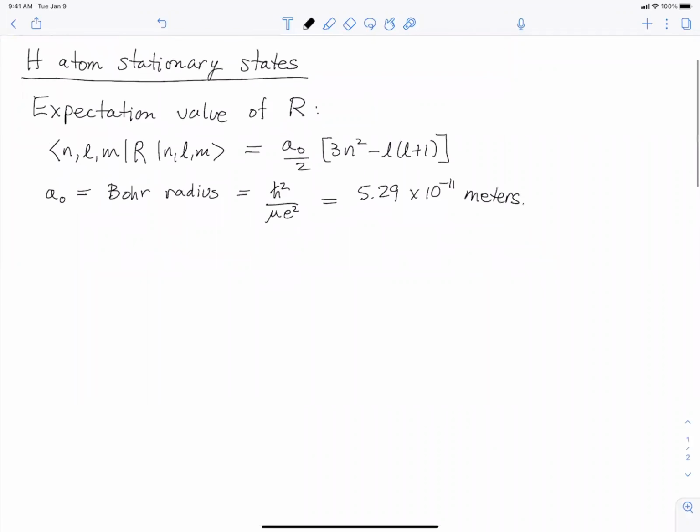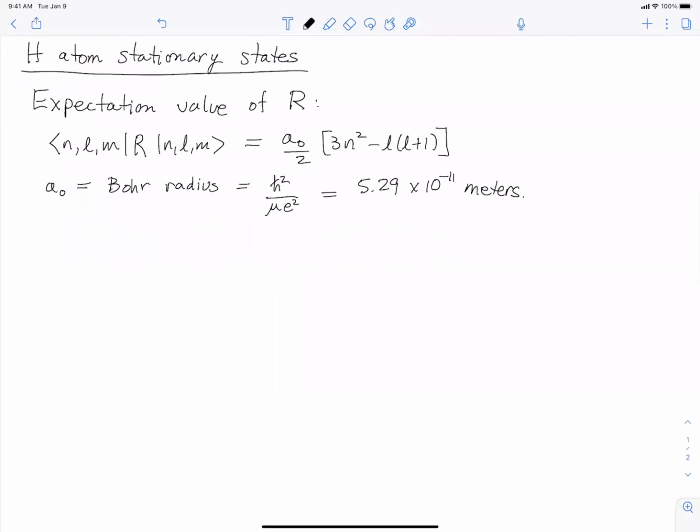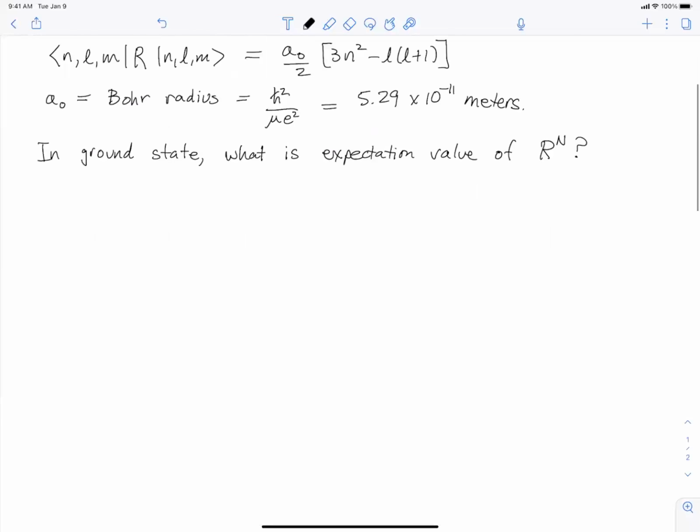So I didn't calculate that, I just gave it to you, but let's do an example of calculating, in the ground state, what is the expectation value of a power of r. So what is the expectation value of r to the N? Okay, so here's what we're trying to calculate. 100 is the name of the state, r to the nth power.